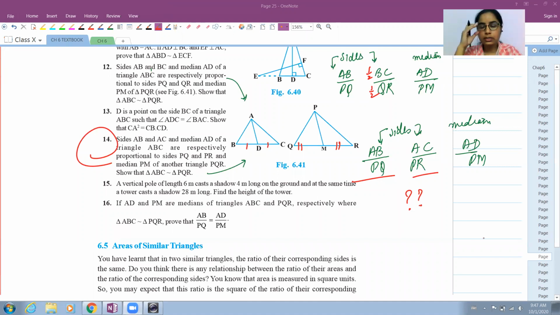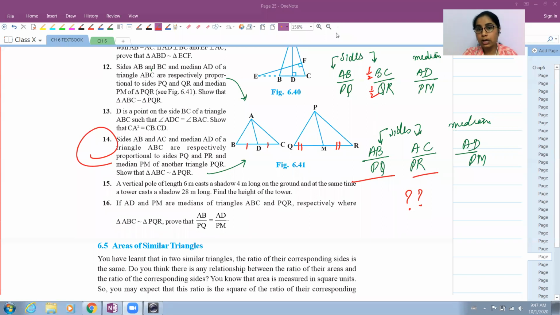So as you can see, this is the major difference between question number 12 and question number 14. In question number 12, the ratio for the sides which was given to us, those sides were getting bisected by the median. So we could just directly introduce halves of those sides. Whereas in question number 14, the sides for which the ratios are given are not getting bisected. So we cannot do anything about that.